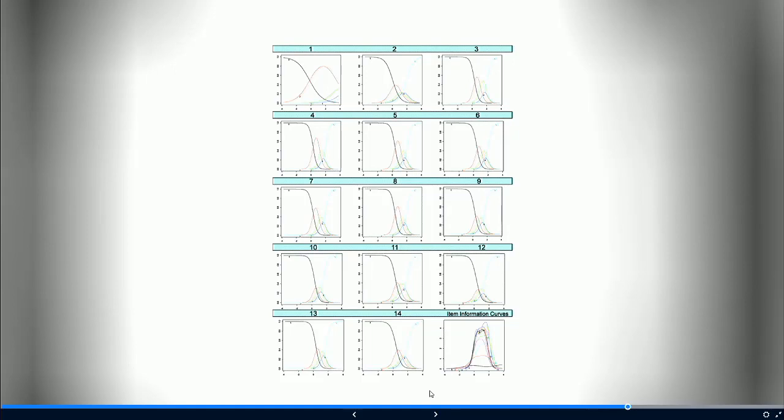So you can see these are all bad items because they don't have a nice coverage across the theta. Does that make sense? Questions? Comments?